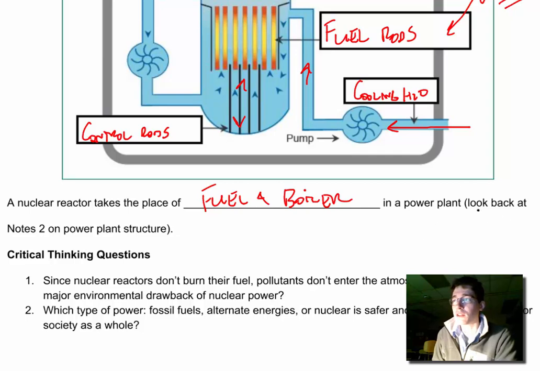If you need to look back at notes number 2, this is 8.2 on power plant structure. So a nuclear reactor would just jump right in there. Once we have our steam, we can spin the turbine, spin the generator, all that stuff. There are some critical thinking questions here.